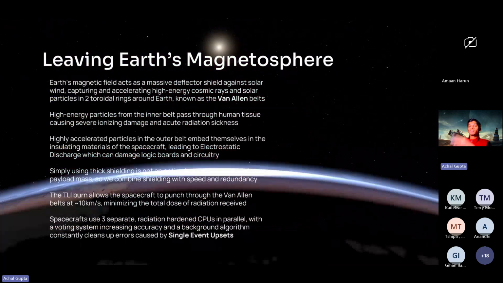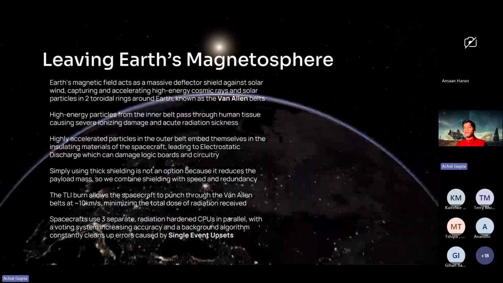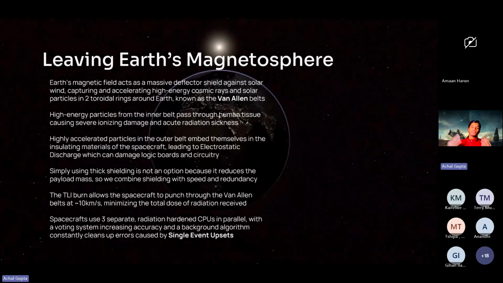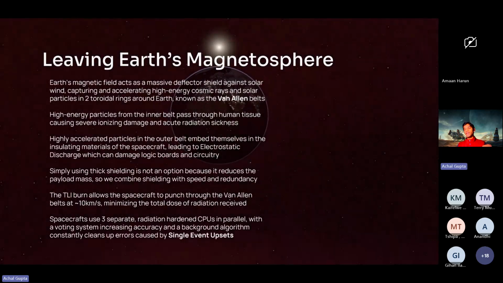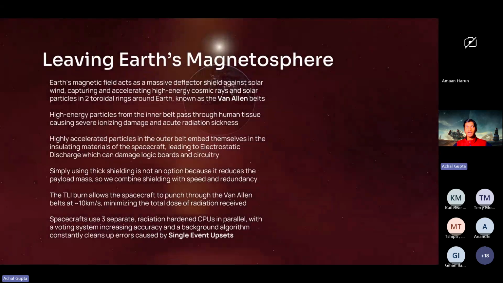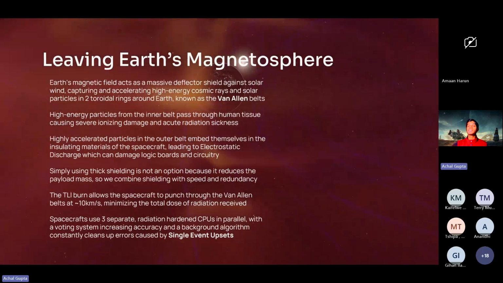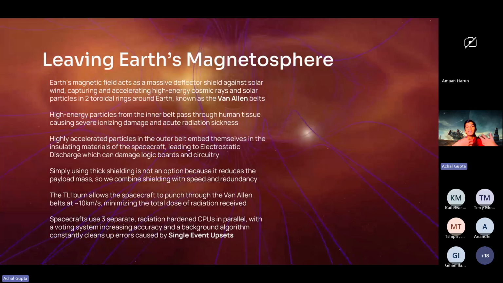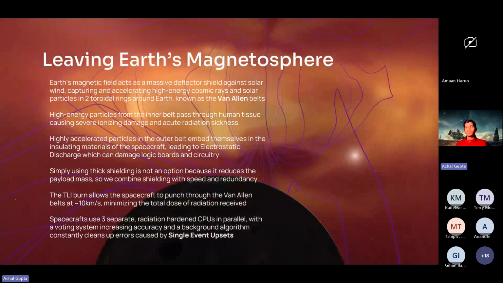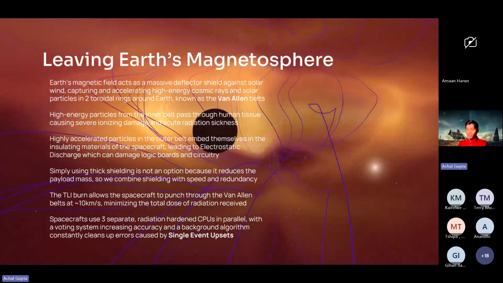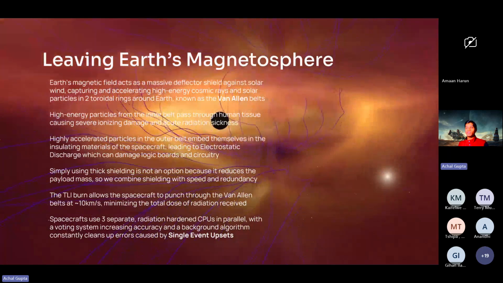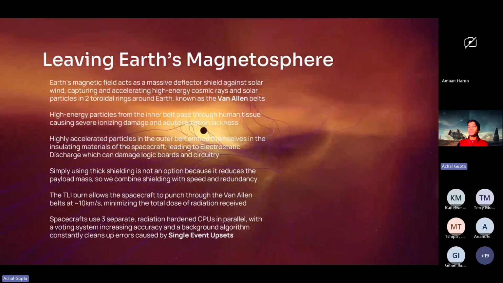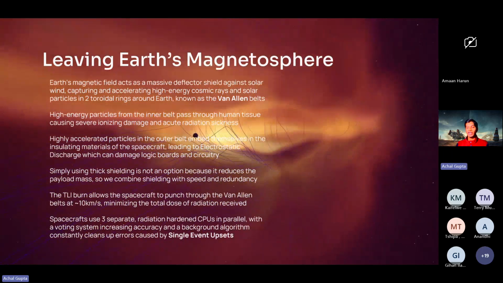Now, to save the electronic side of things, because obviously cosmic radiation can have the same effect that the Van Allen belts can have, we usually have 3 separate CPUs that run the same calculations at the same time, and they produce the same results. But let's say one CPU was struck by radiation, it would produce a different result. Then a voting system would take place, and the winner of that vote will essentially be the calculation that's used. And in the background, you'll have an algorithm that's constantly scrubbing through your hard drive to make sure that no single event upsets have corrupted data on the drive.